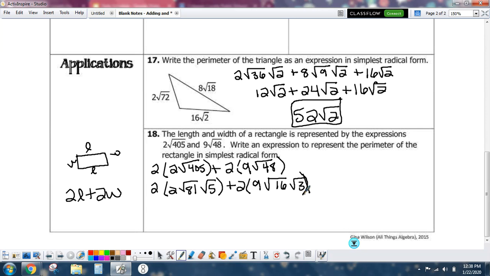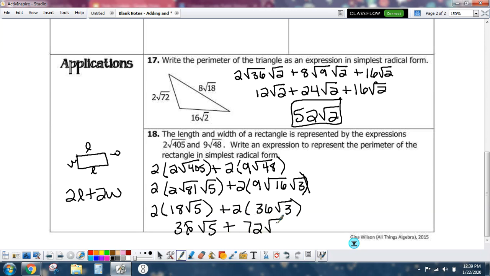Okay, so I can go ahead and simplify this. So I get 2 times 9, which is 18, square roots of 5, and then plus, this is 4, so 9 times 4 is 36, square roots of 3. So now when I'm multiplying, we don't touch the radical here. We're just multiplying the coefficient term. So I'm doing 2 times 18, which gets me 36 square root of 5. And then 2 times 36 is 72 square root of 3. So my final answer here is 36 square roots of 5 plus 72 square roots of 3, because you cannot simplify this. They are not like terms.